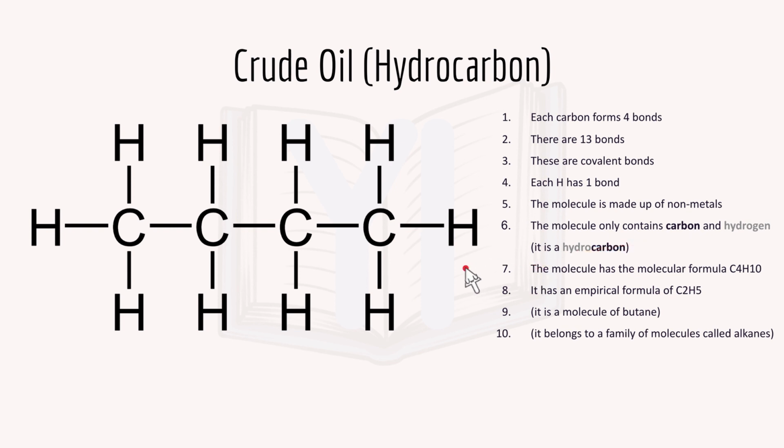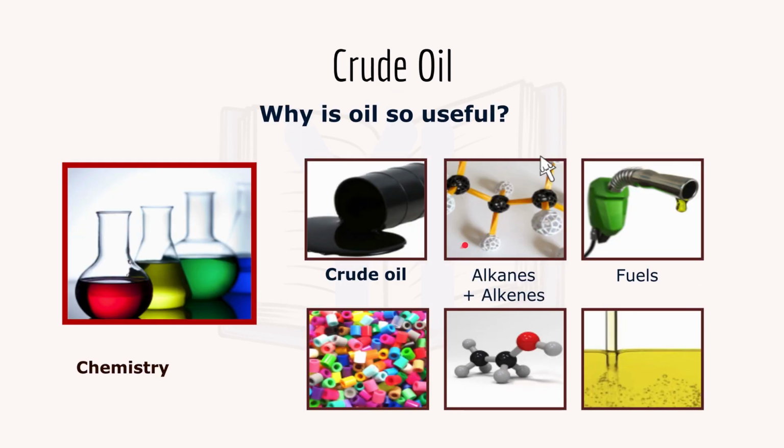The molecule has the molecular formula of C4H10. It has an empirical formula of C2H5. It is a molecule of butane, and it belongs to the family of molecules called alkanes, which we'll look into later. So here's crude oil.